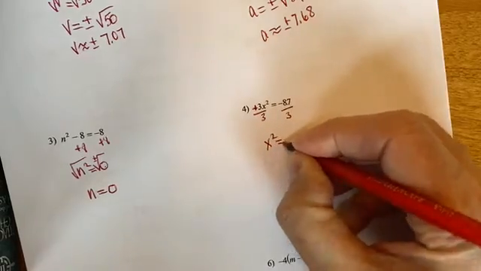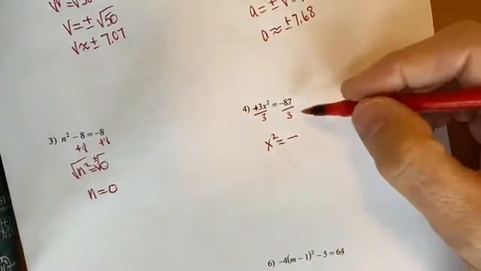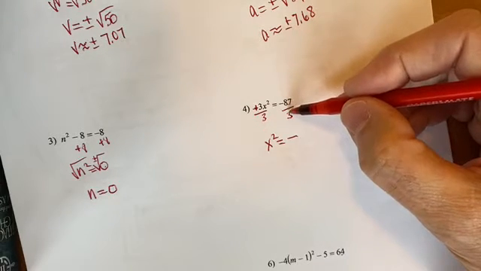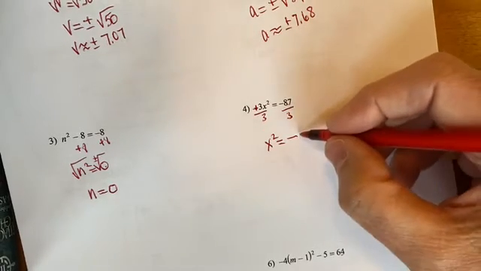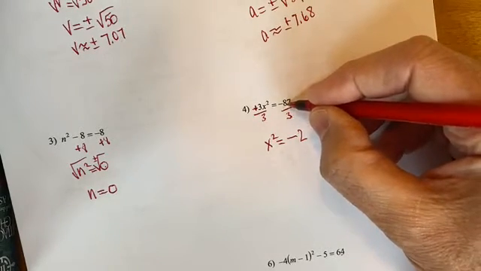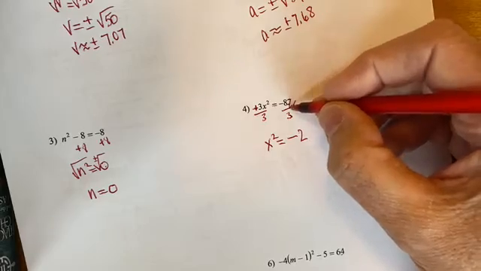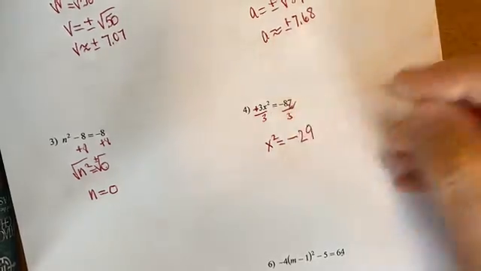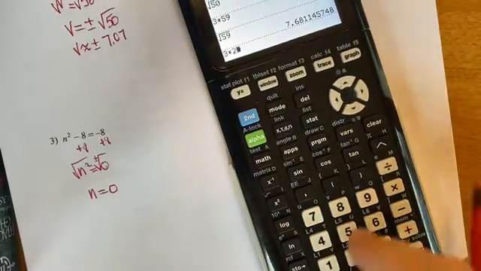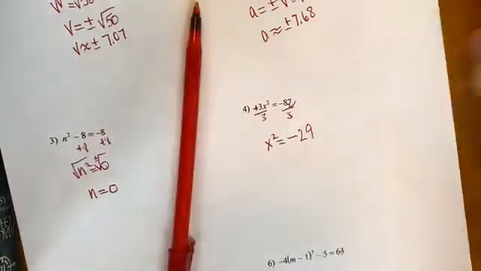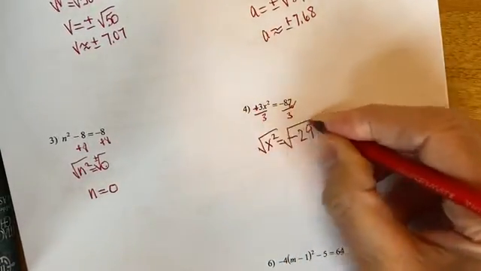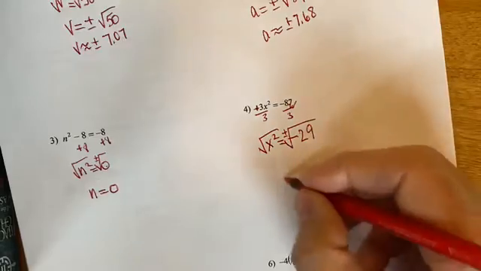X squared is negative, and I'll do that thing again. 3 goes into 8 twice, because 3 times 2 is 6, so that means there's 2 left over. And 3 goes into 27 9 times again. And I'll check and make sure 3 times 29 is 87. That's what I wanted it to be. But now take the square root of both sides. Remember the plus or minus.